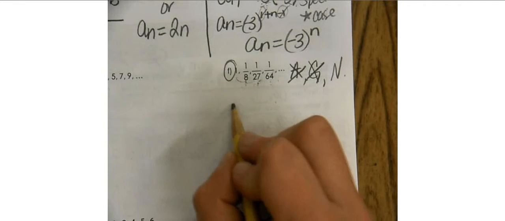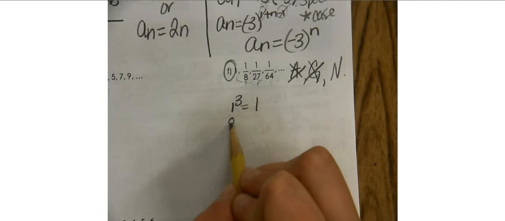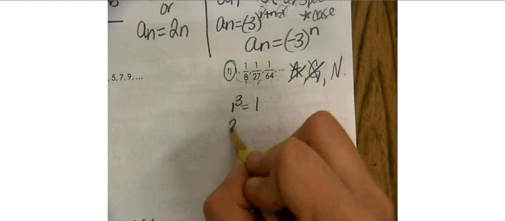What I see here is that 8 is a perfect cube, 27 is a perfect cube, and 64 is a perfect cube. And I also know that 1 is a perfect cube. I know that 1 cubed is equal to 1, 2 cubed is equal to 8, 3 cubed is equal to 27, and 4 cubed is equal to 64. So it's like I'm taking 1 over 1, and this is 1 over 2 to the third, and 1 over 3 to the third, and 1 over 4 to the third.